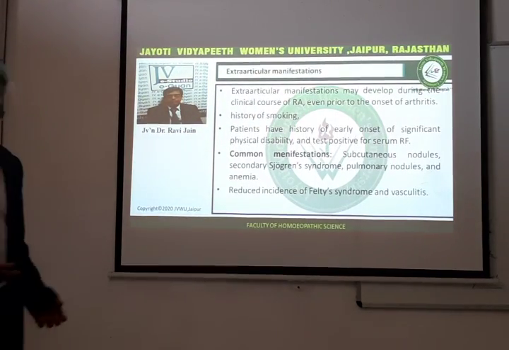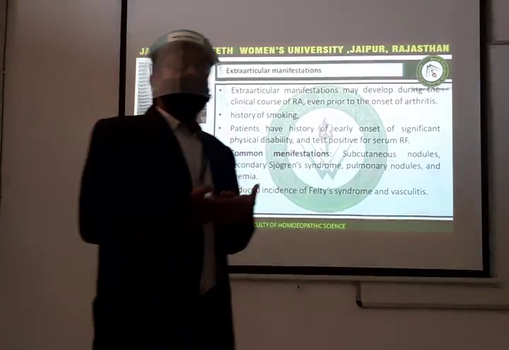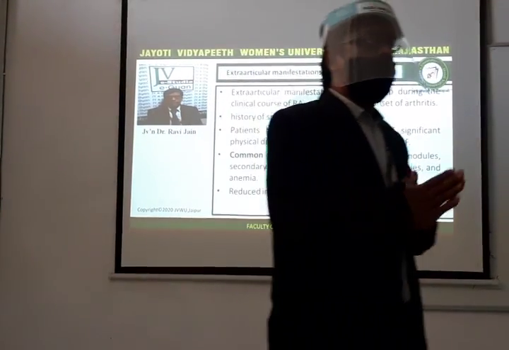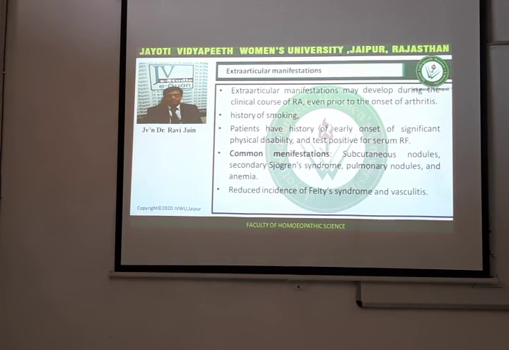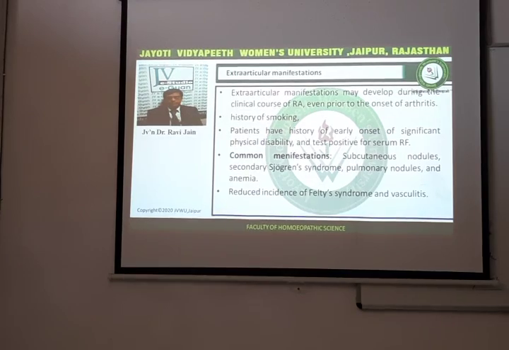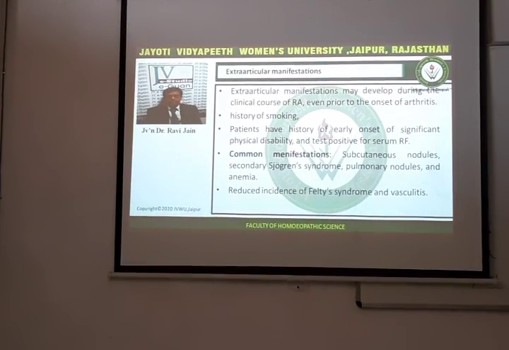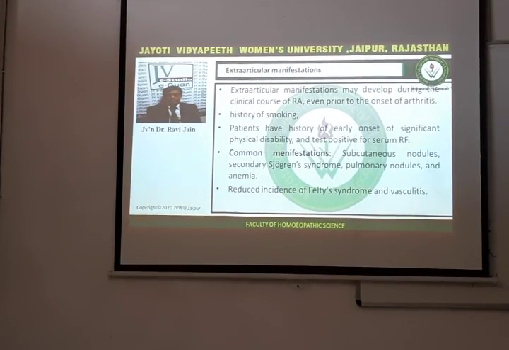Now, extra-articular manifestations. We have discussed the articular manifestations. Now we come to the extra-articular manifestations. What are the common extra-articular manifestations seen in individuals suffering from rheumatoid arthritis? Extra-articular means other than joints. Other than joints, what are the different organs and parts of the body that are involved in rheumatoid arthritis?